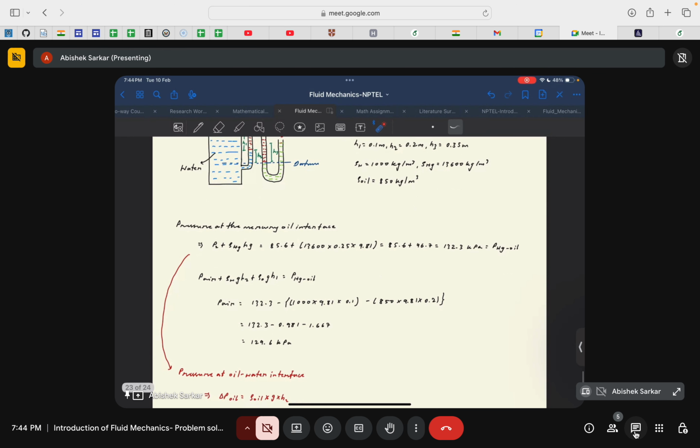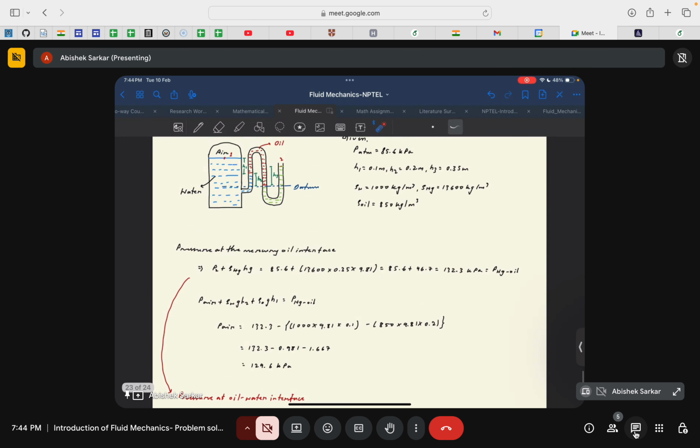So we'll have P2 times rho Hg. From this we got 85.6 plus 37,600 times 0.35 times 9.81. You get 132.3 kilopascal. Okay, so that is the pressure at the mercury and the oil interface. Now, since I know that the pressure at this point would be the same as this point, because the interface at this and this point are the same, what I need to do is find the pressure at this point.